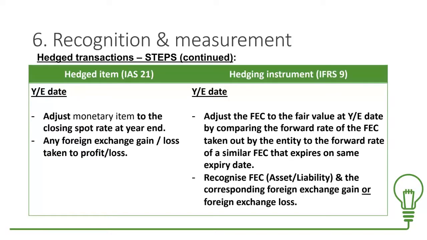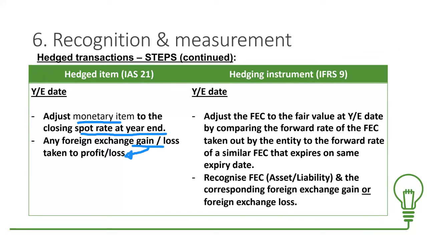Now, let's just talk about the monetary item. This is on the left side of the slides. You guys are very familiar with what's on the left side because we've done it before. On the left side of the slide, you're going to see that we now remeasure only the monetary item. We don't remeasure the non-monetary item. So if we bought inventory, we won't remeasure the inventory. We'll only remeasure the creditor at year end, at the spot rate at year end. Any gain or loss that we make will go to the statement of profit and loss and other comprehensive income.